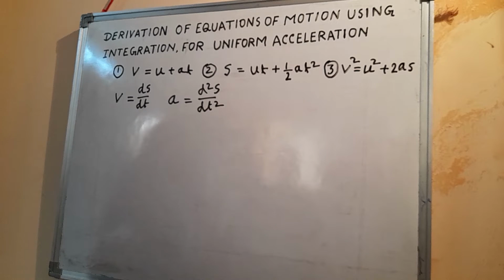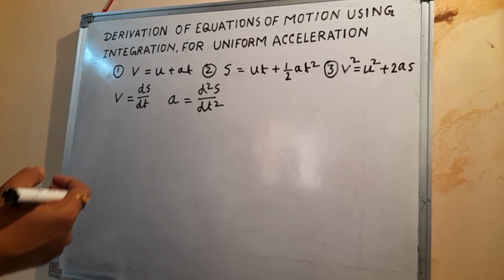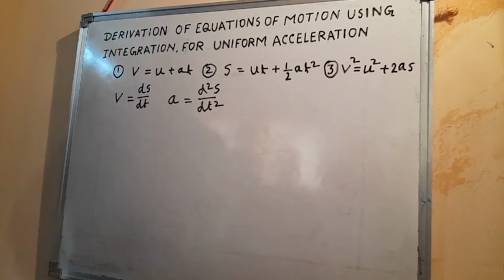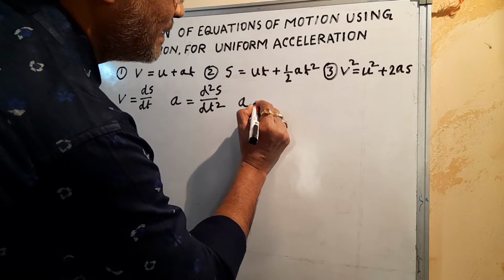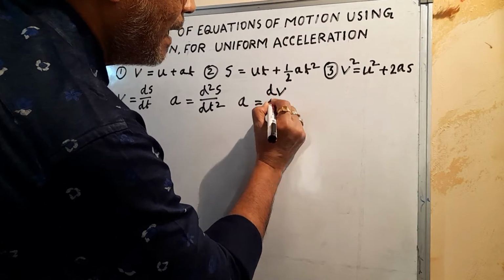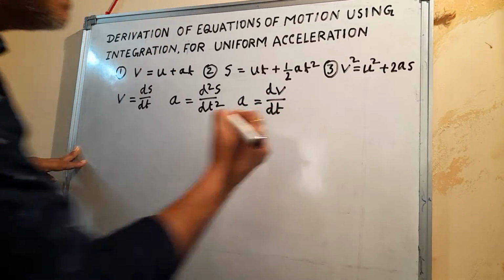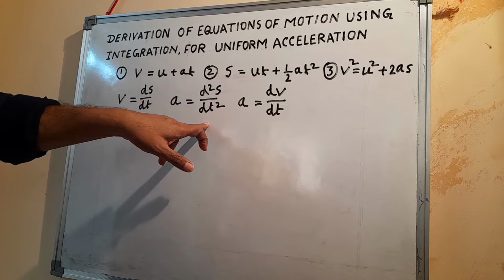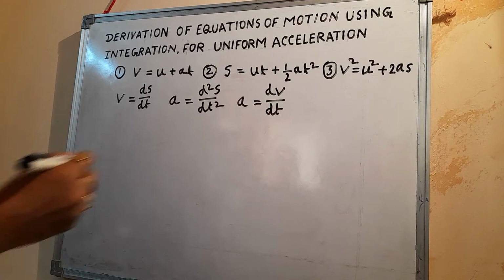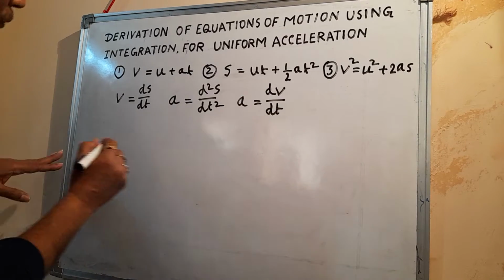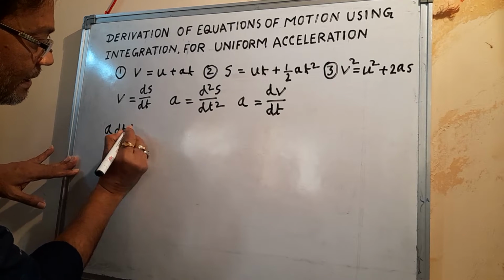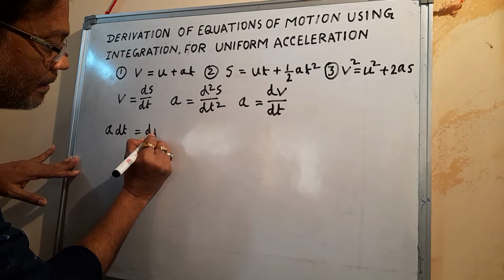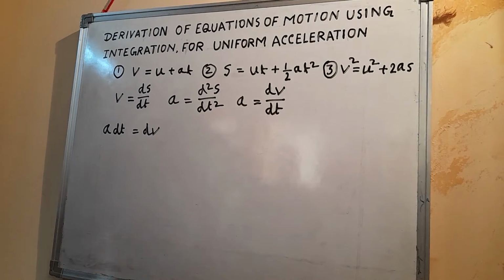We know the acceleration of the particle is represented by dv by dt. So from A equal to dv by dt, we get A dt is equal to dv.